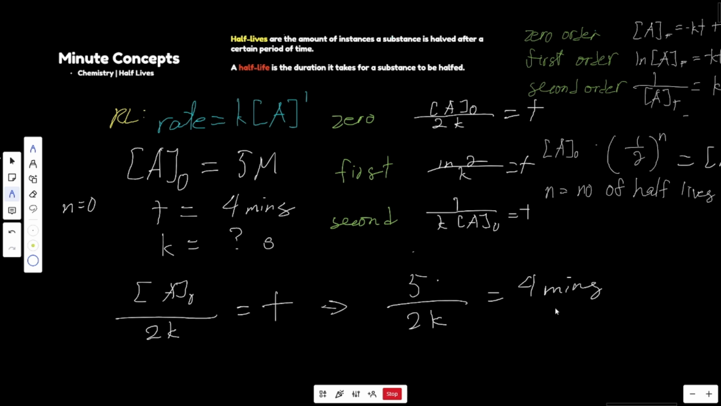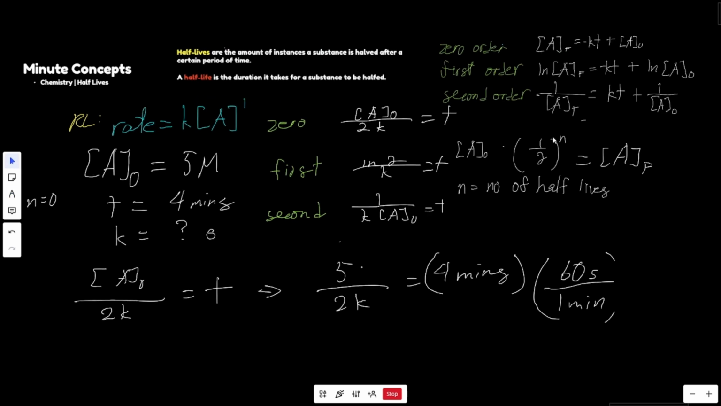However, we want it in seconds, right? So we need to convert minutes into seconds. There's 60 seconds every minute. Writing it this way allows us to cancel our units. So, canceling, we're left with 240 seconds, which is equal to 5 over 2K.